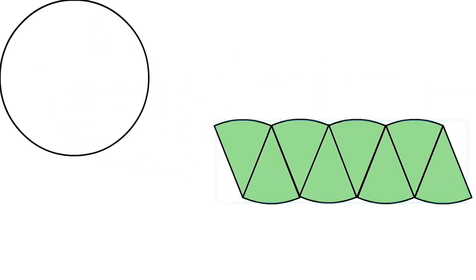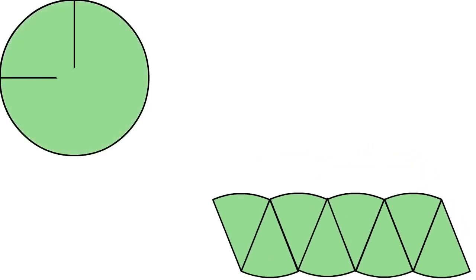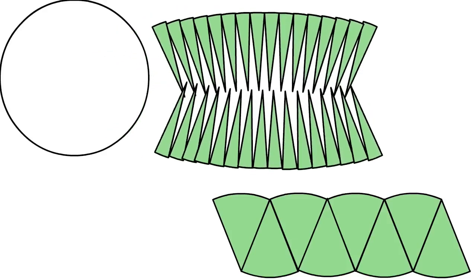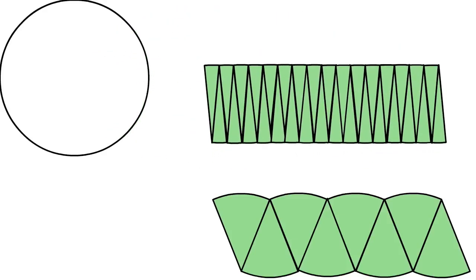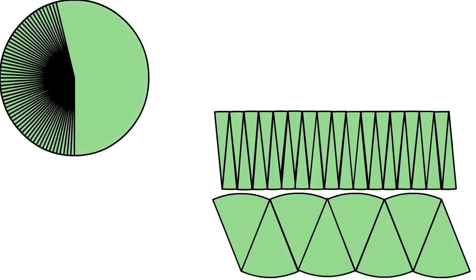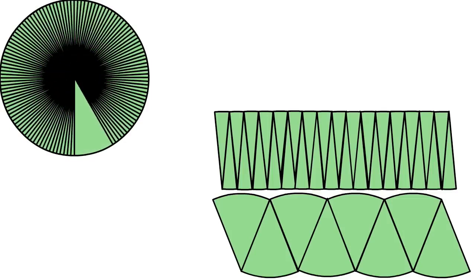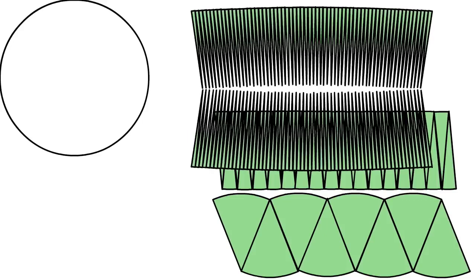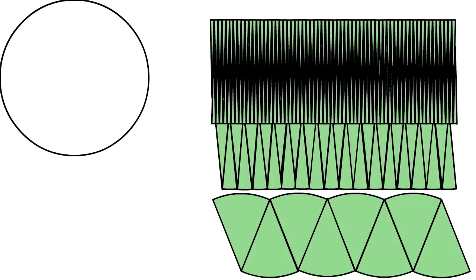As you can see, it barely resembles a rectangle. So next, we will divide the circle into small equal pieces, and we will arrange them in the same manner. You can see that it appears more like a rectangle. So if we divide the circle into even smaller pieces, you can see that every time the shape becomes more like a rectangle.